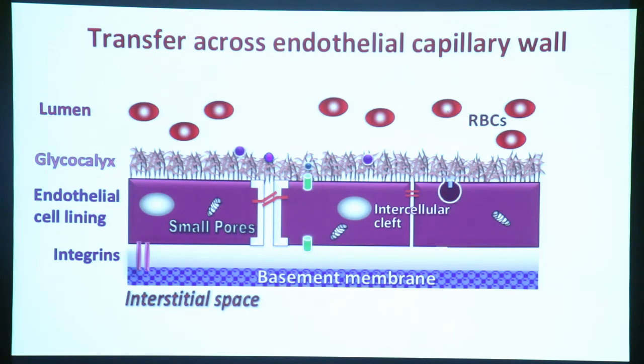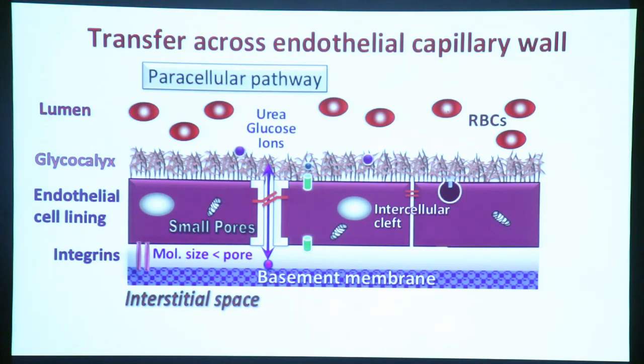Now what happens when you talk about molecular size? When we talk about transfer across the endothelial cells, molecules smaller than the pore size, like urea, glucose and ions, can go across these small pores without a problem. This is one of the mechanisms, and it is called the paracellular pathway. All molecules smaller than the pore size will cross, and it is paracellular because it goes between the cells, through the available space.